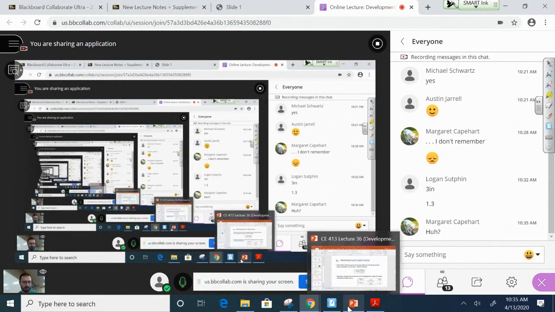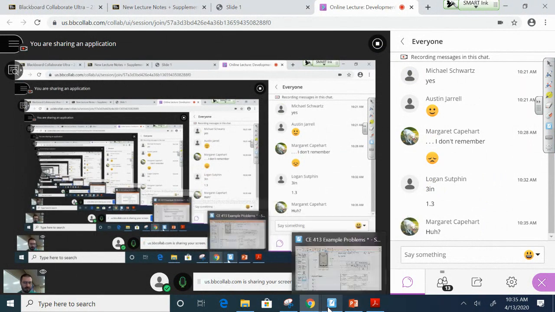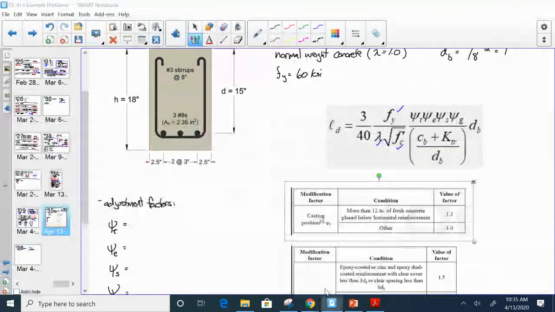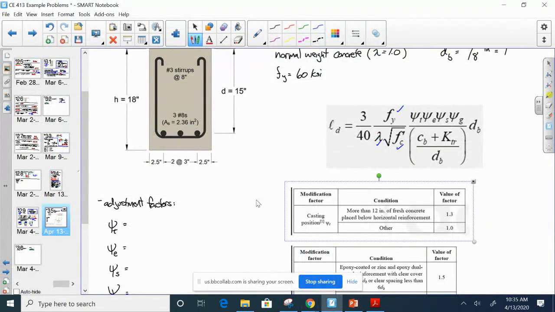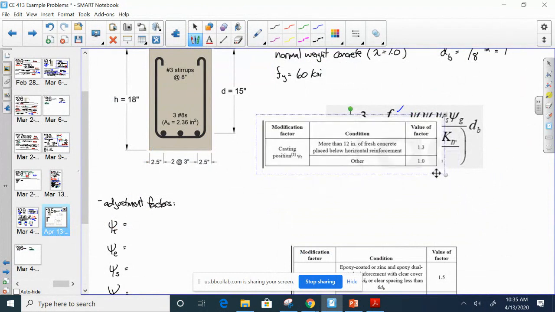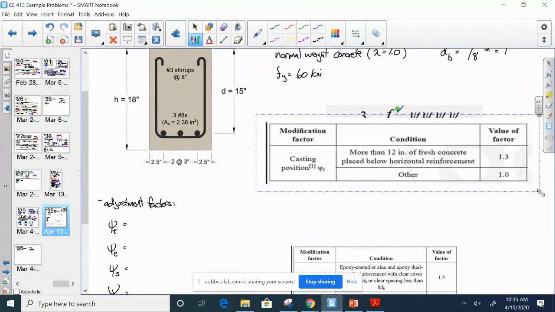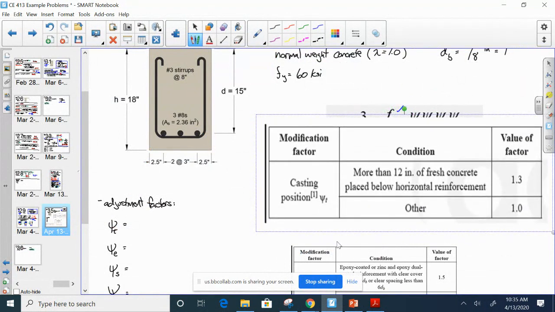All right. Okay. Let's take it a little slower. Now, let me blow this up. So let's read the table. We're trying to determine our casting position factor, and I'm going to read this out. It says if more than 12 inches of fresh concrete is placed below the reinforcement, then it's 1.3. Now, what we're trying to figure out is the amount of fresh concrete below the reinforcement.